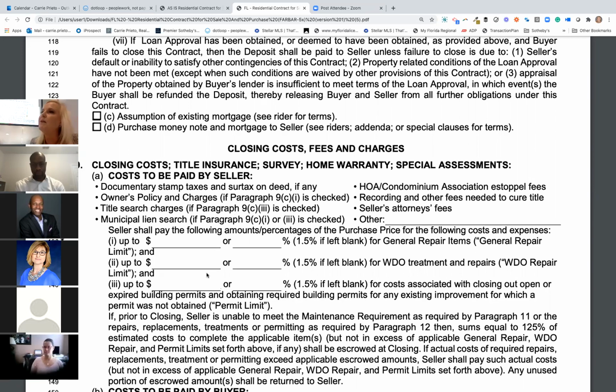I would give it a little something, because if there's a little something, why let the buyer out, right? But you can say, I'm willing to do $500 for general repairs, $400 for WDO, and $200 for open permits. And so if that report comes back and everything on it is cosmetic, can that buyer get out? Sure they can, but you're keeping their money. That's the beauty. A buyer can always be in default. They can always cancel, but they're going to lose their deposit.